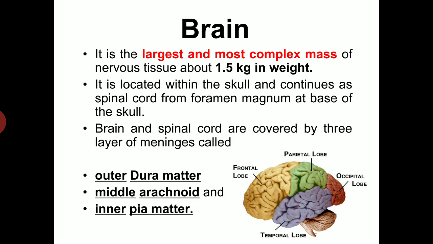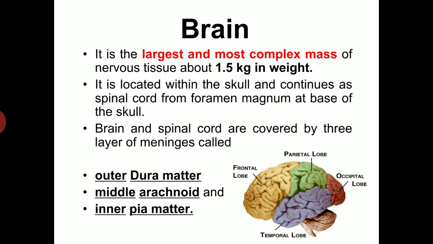Now, structure of the brain. It is the largest and most complex mass of nervous tissue. Weight is about 1.5 kg. It is located within the skull and continuous as the spinal cord from the foramen magnum at the base of the skull.